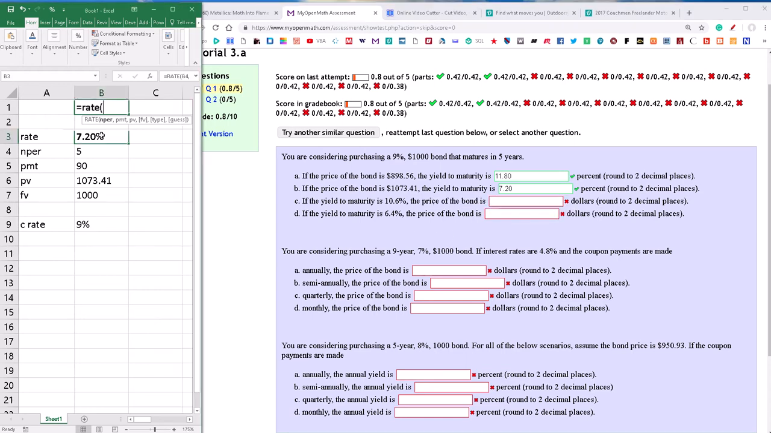So here I'm giving you the rate. So instead of using a formula to calculate the rate, I'm gonna type in the rate, and the rate is 10.6%.